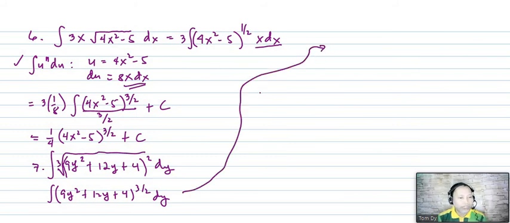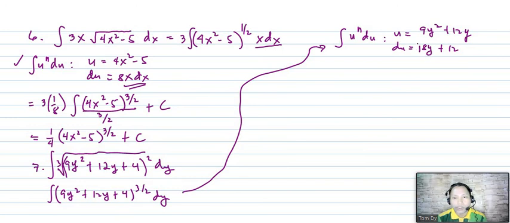Okay, 9y squared plus 12y. Now if we use this formula u to the n du directly, then our u will be, u is equivalent to 9y squared plus 12y. So that the derivative of this 9y squared plus 12y, that is 18y plus 12. So there is no, if you have noticed this one, dy.